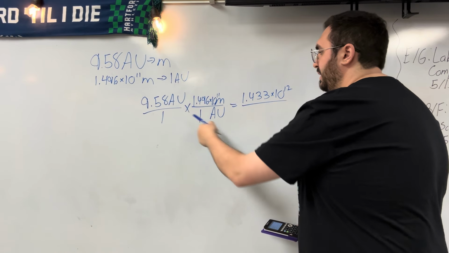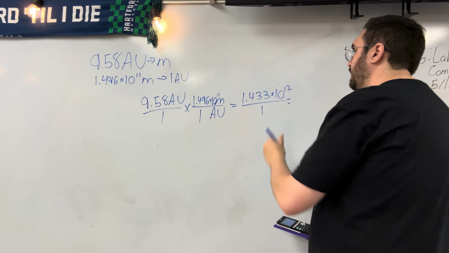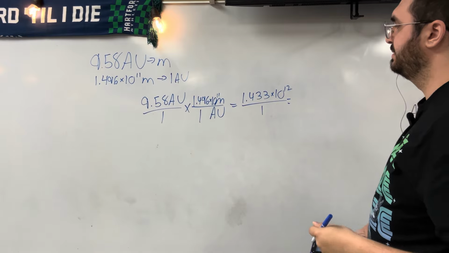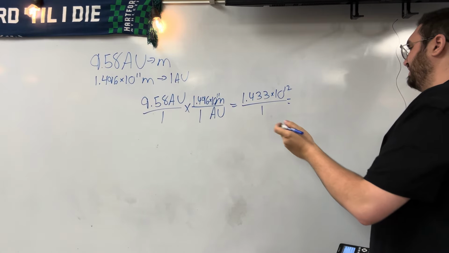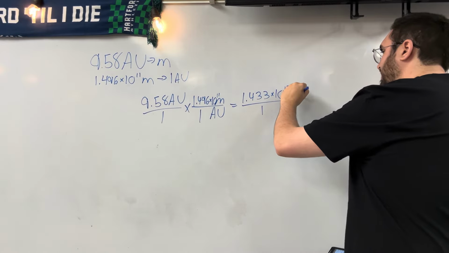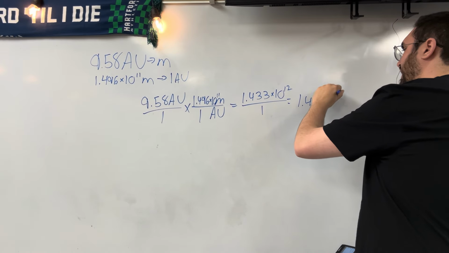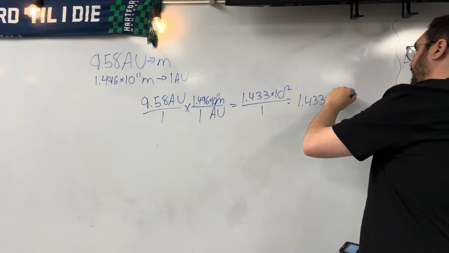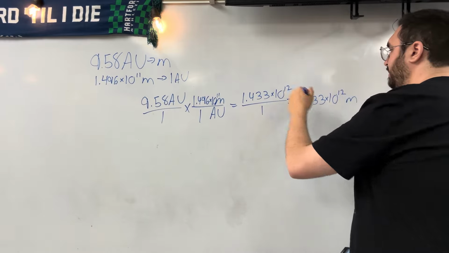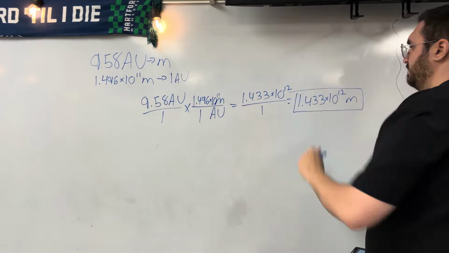On the bottom, I have 1 times 1. That's 1. I do 1.433 times 10 to the 12 divided by 1. It's just itself. So my final answer is that Saturn is 1.433 times 10 to the 12 meters, remember your unit, away from the sun.